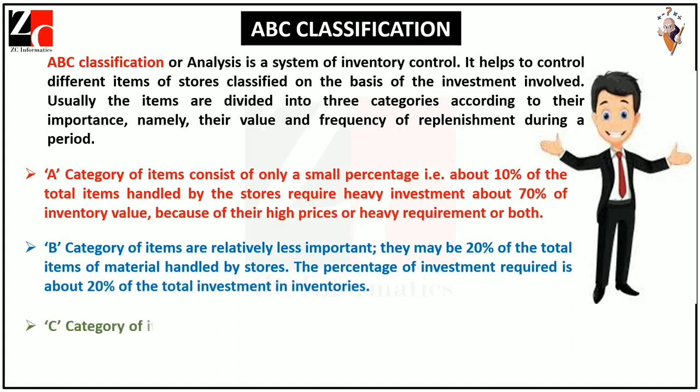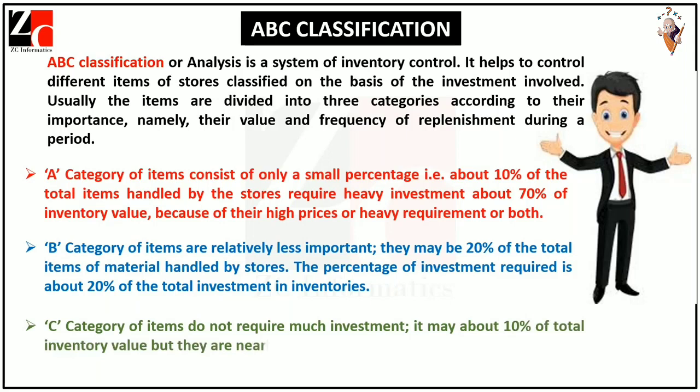C category. C category of items do not require much investment. It may be about 10% of the total inventory value, but they are nearly 70% of the total items handled by stores.